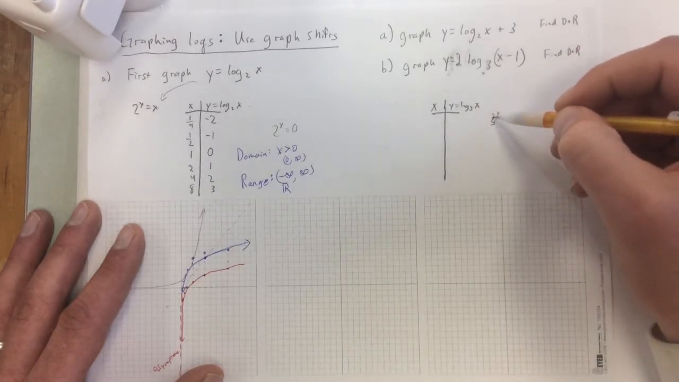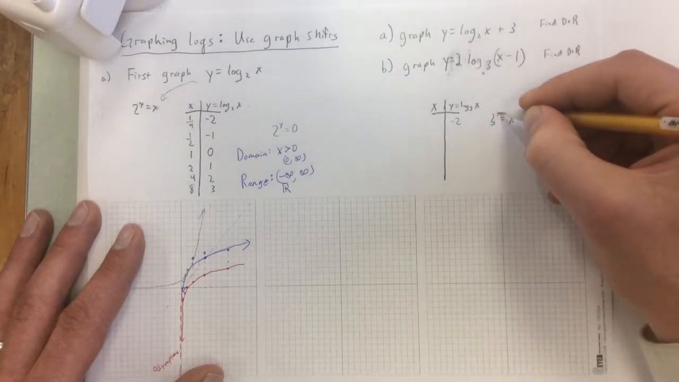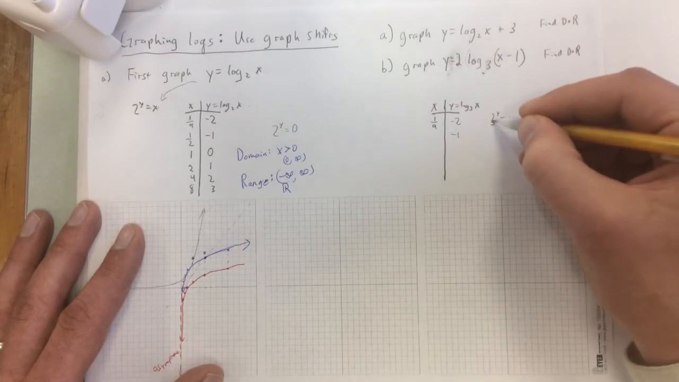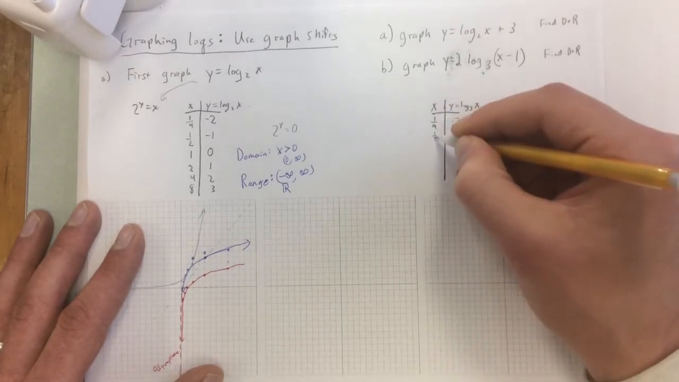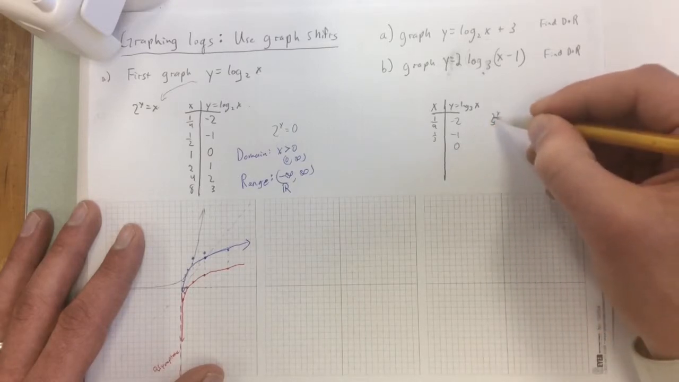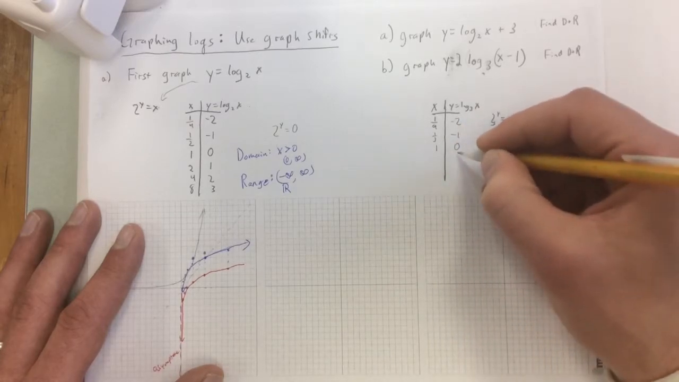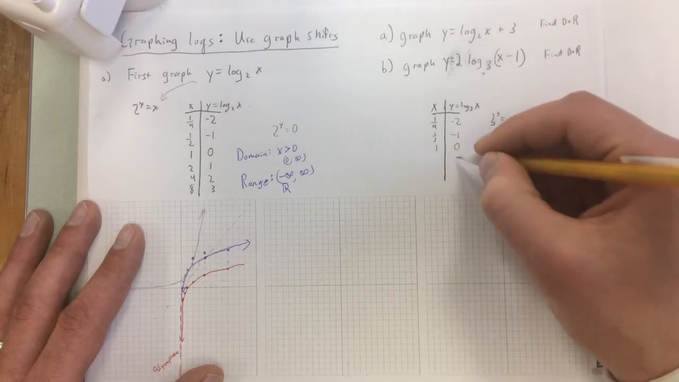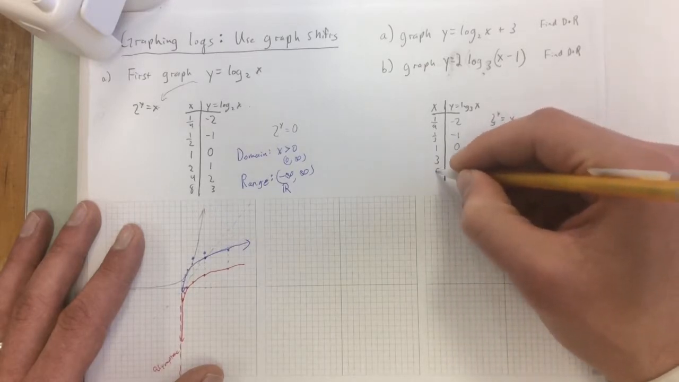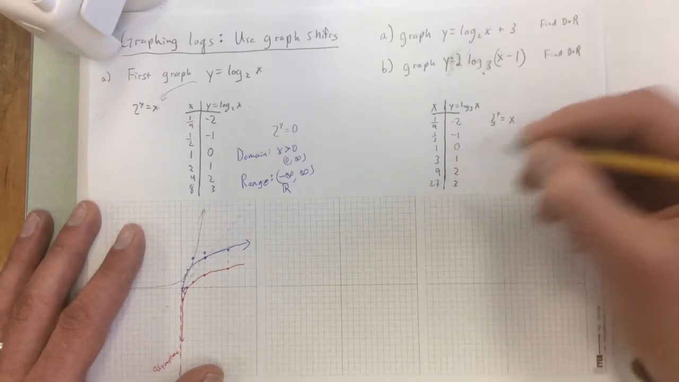So if y is negative 2, 3 raised to the negative 2 is 1/9. If I've got negative 1, 3 raised to the negative 1 is 1/3. 3 raised to the 0 is 1. If the y is 1, that's going to be 3. If the y is 2, that's going to be 9. If it's 3, 3 raised to the 3 is 27.